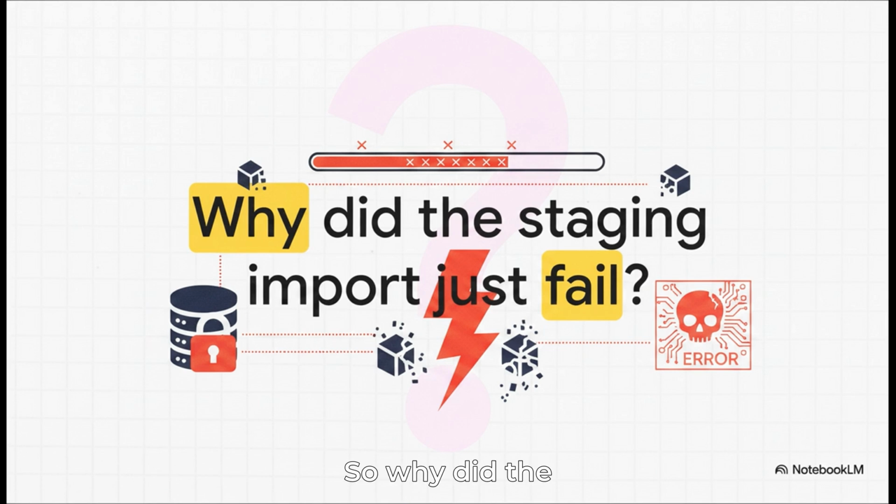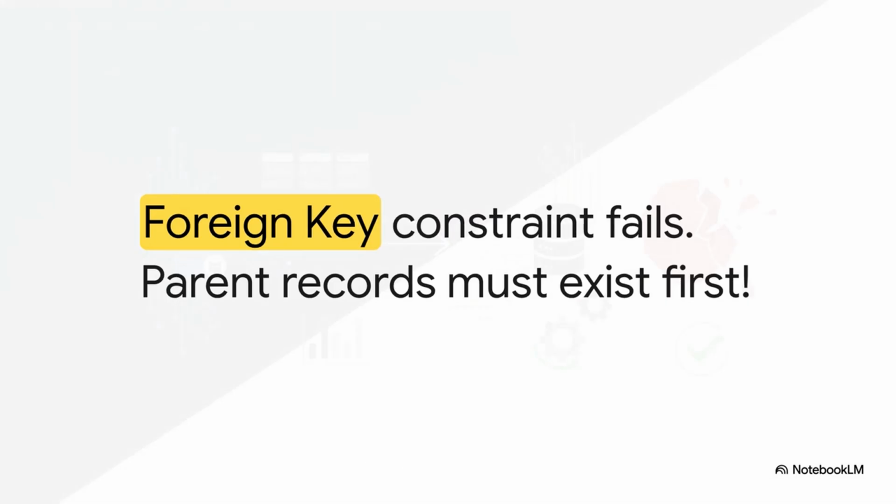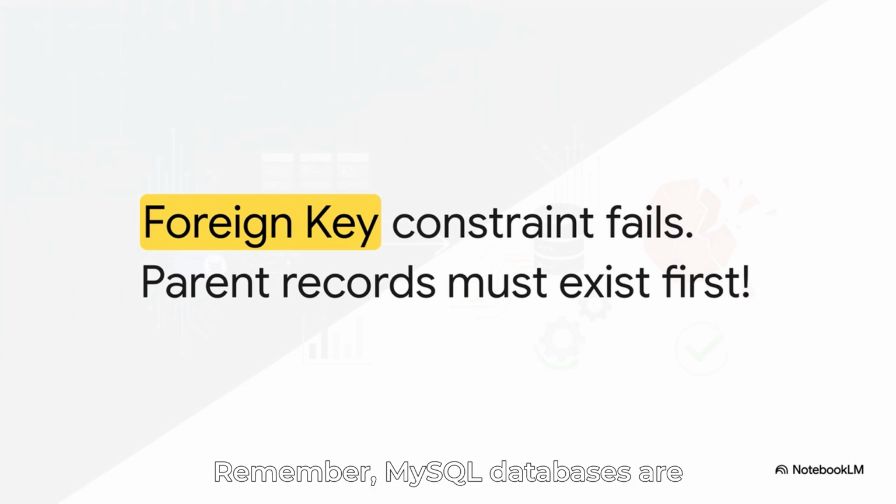So, why did the staging import just fail? There it is. Error 150, foreign key constraint fails. Remember, MySQL databases are strictly relational. If your SQL dump file tries to insert a row into a child table, like a payment record, before the parent customer profile even exists, MySQL completely rejects it. It's a built-in safety mechanism, like putting the cart before the horse, designed to prevent orphaned data. But yeah, it definitely stops our import dead in its tracks.